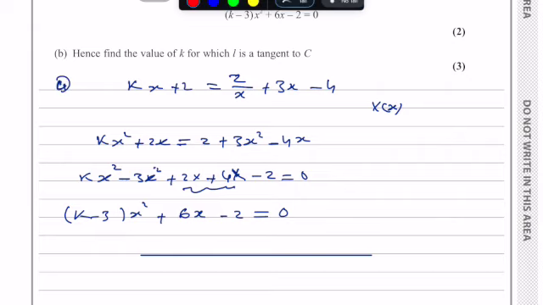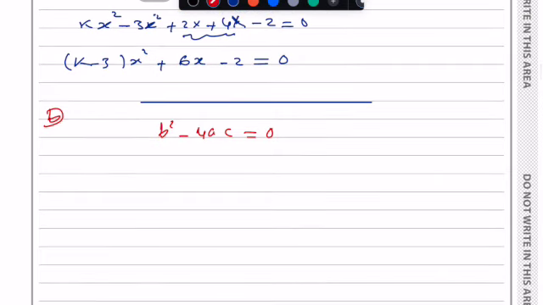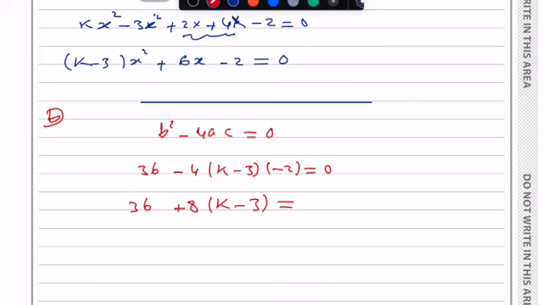Part B says, hence find the value of k for which L is a tangent. L is a tangent, that means the curve and the line intersect at one single point. That means the solution of this equation should be only one root. So we are going to use the discriminant, which is b squared minus 4ac is equal to 0. So we have 6 squared, which is 36, minus 4 times k minus 3 times c, which is negative 2, is equal to 0. So we have 36, negative 2 and negative 4 is positive 8 times k minus 3 equals 0.